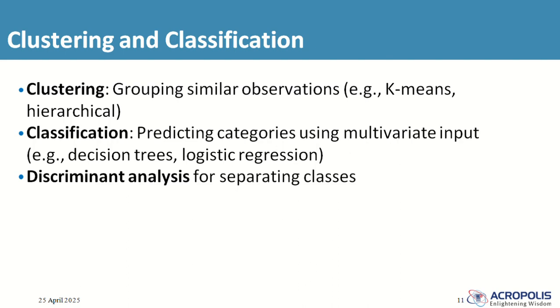Another is clustering and classification. Next, we look at how we group and categorize. Clustering finds natural groupings in data, like k-means. Classification predicts categories using methods like decision trees and logistic regression. And another one is discriminant analysis. Discriminant analysis is basically used to separate predefined groups.